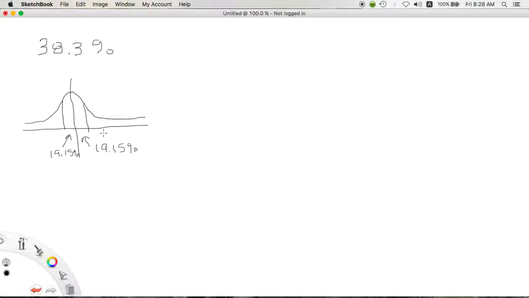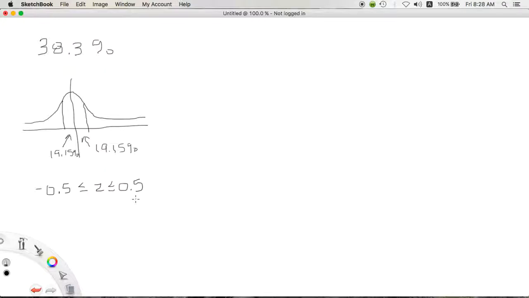So we look at the table, and if we look around for the 0.1915, we see that that corresponds to a z-score of 0.5. So what that means is that our z-score has to be between negative 0.5 and 0.5. So between half a standard deviation away from the mean, we're going to get 38.3% of the value.